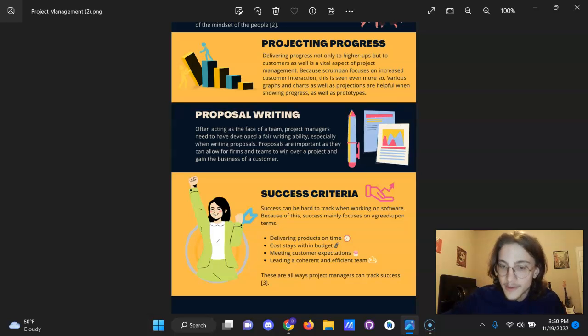Then there's success criteria. Success can be hard to track when working on software. Because of this, success mainly focuses on agreed upon terms, delivering products on time, cost staying within budget, meeting customer expectations, and leading a coherent and efficient team, which I like to think I do. These are all ways project managers can track success.